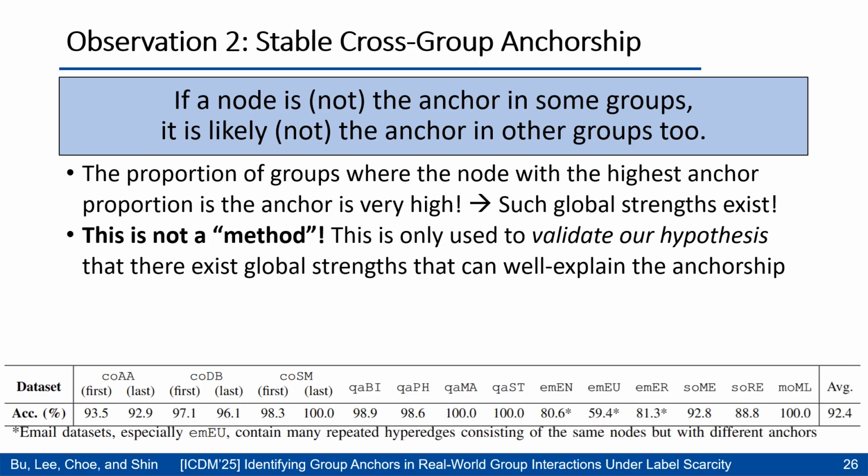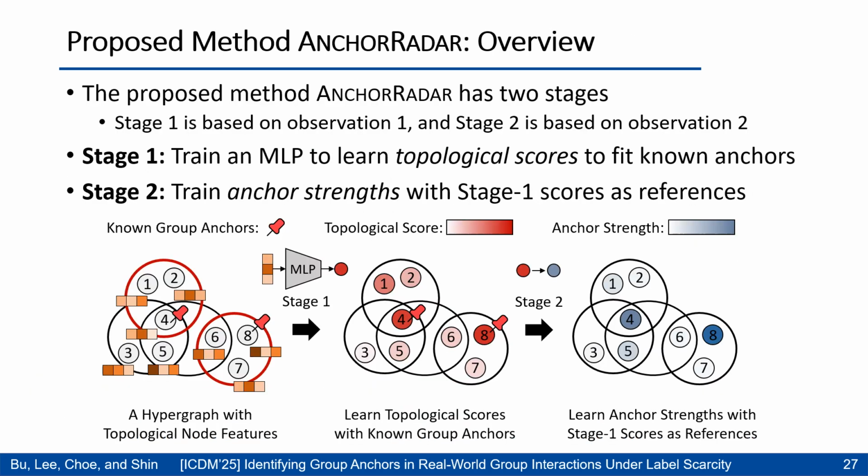But note that this is not a method, since the anchor purities are computed based on non-group anchors and are used to explain those group anchors. So this is only used to validate that such global strengths that can well explain the anchorship in real-world interactions indeed exist. Based on our observations, we built our method called Anchor Radar.